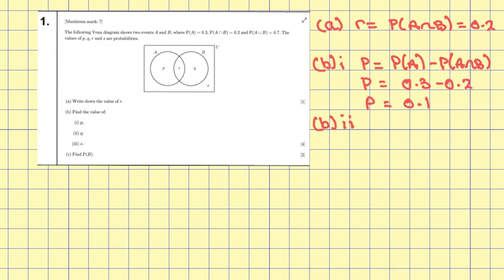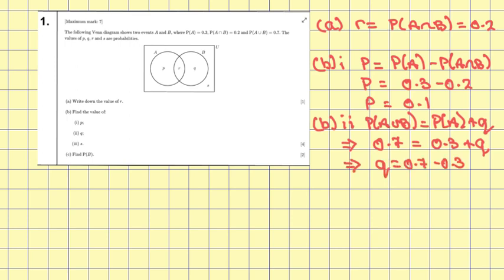B part 2. Find the probability of Q. To find Q, we're going to use the fact that the probability of A union B is equal to the probability of A plus Q. Therefore, 0.7 is equal to 0.3 plus Q. Rearrange to find Q. Therefore, Q is equal to 0.7 minus 0.3. Therefore, Q is equal to 0.4.